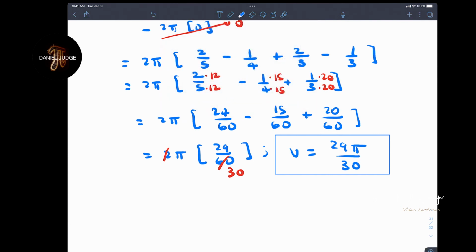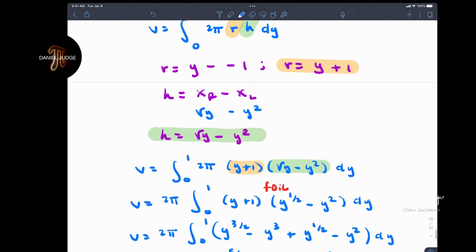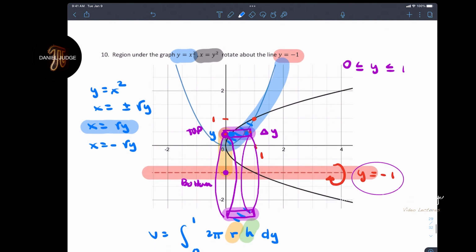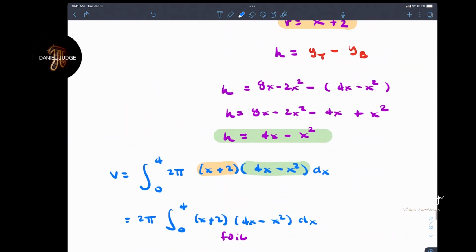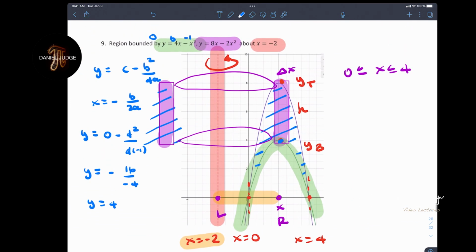And there you go, ladies and gentlemen. This is how you find the volume by cylindrical shells when you, in fact, are not going to rotate about the x or y axis, but along horizontal and vertical lines, y is a constant or x is a constant, like we did in the last two examples.